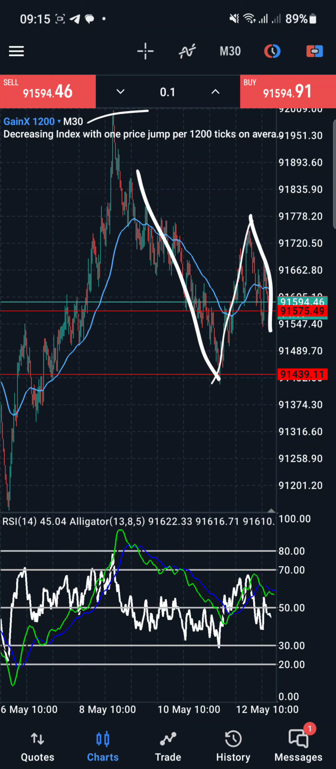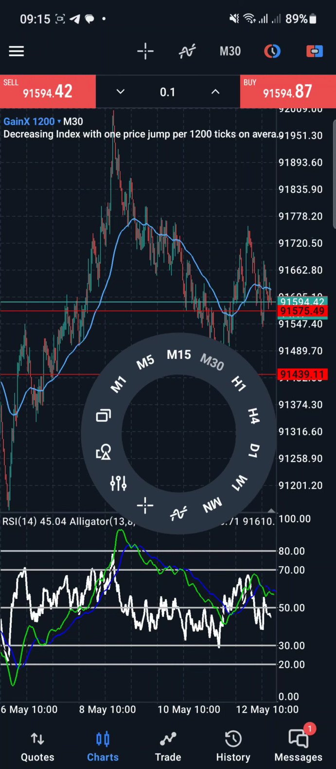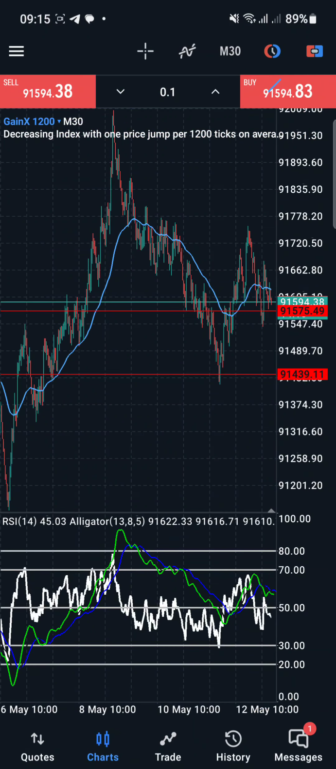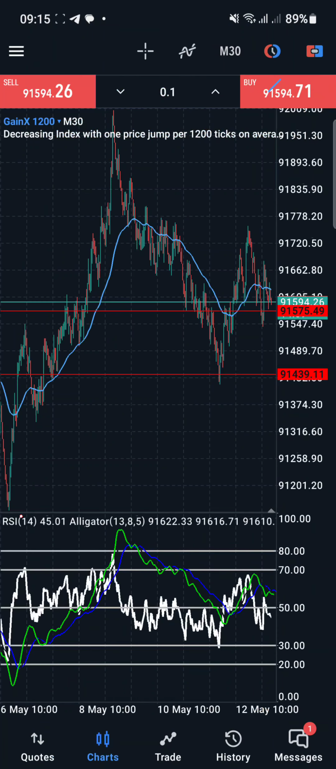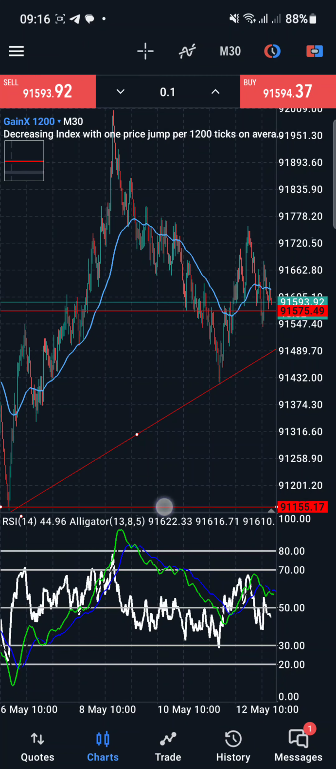If we should make use of the trend line again, let me pick it up, and of course we're going to see how it's going to work. Let me pick another one. Let's adjust it a bit. Okay guys, if it should break out below that trend line, then definitely we should expect it to get to this region.